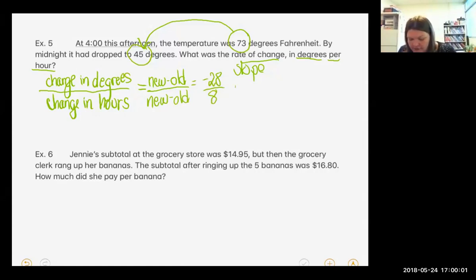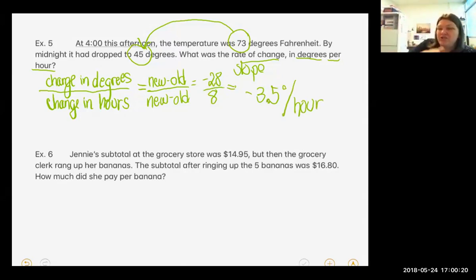Very nice. And so now I can do my division. I can divide my change in temperature by my change in time, and I would get negative 3.5. So that's negative 3.5 what? Degrees per hour. And see how it can get more complex if they don't tell you your change? If they give you starting points and ending points, you'll have to subtract to find your change. Does that make sense? Okay, so let's try one more. I got another one like that.